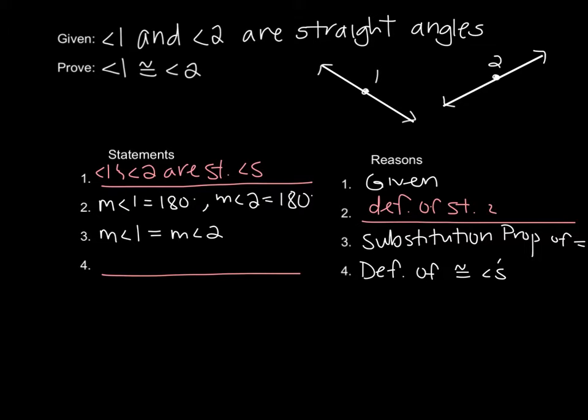So this tells us the measure of angle 1 equals the measure of angle 2, and that's by the substitution property of equality, right? Because we know that we can just plug them in. We see here that we have measure of angle 1 equals 180 and the measure of angle 2 equals 180. Therefore, measure of angle 1 has to equal measure of angle 2. Last, we have a statement that's blank, and the reason is because of the definition of congruent angles. We're saying that because the measures are equal, angle 1 has to be congruent to angle 2.